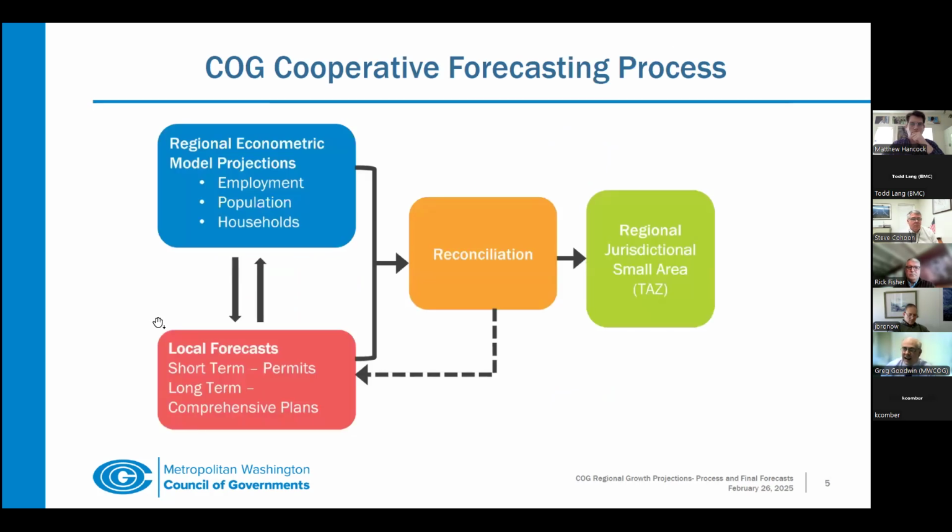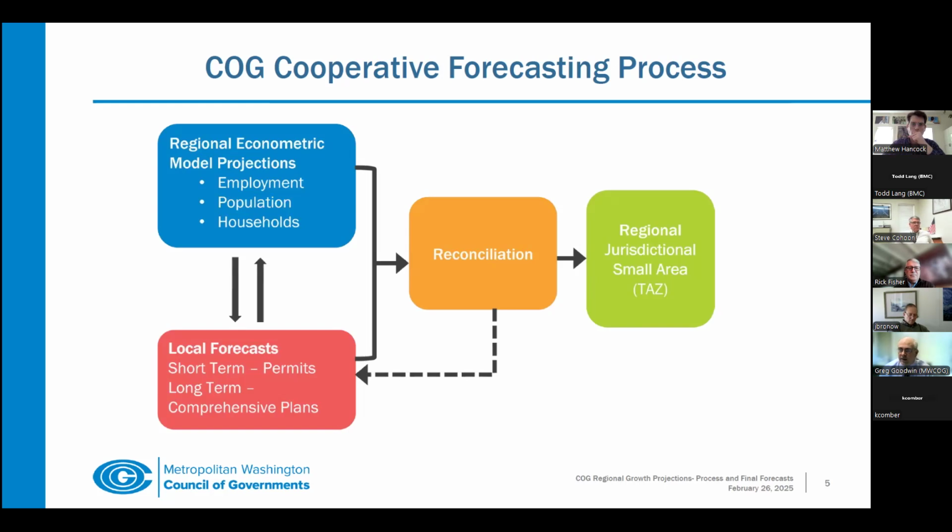So just to keep moving through this presentation. The bottom red box is the process or the stage in which the local governments produce their local forecast. COG's responsibility is to develop an econometric model. It's an alternative set of regional projections that we rely on to compare to the sum of our local government numbers.